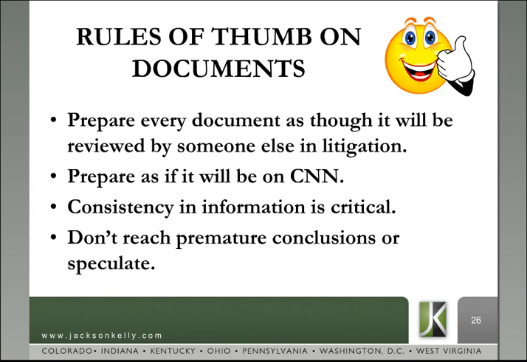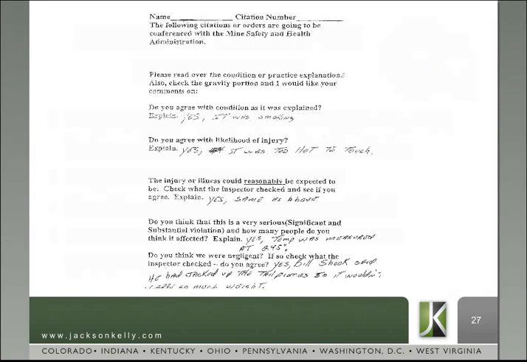As we've said, information and documents are discoverable when a case goes to hearing, and if items get written down, then we end up living with what's said. What's next are a couple of examples of some forms that had to be produced after a mine had made the decision to contest certain citations. These types of documents now make a contest of these citations somewhat difficult. Stands to reason why. Do you agree with the condition as it was explained? Yes, I agree. Well, it's going to be kind of difficult to contest that now.